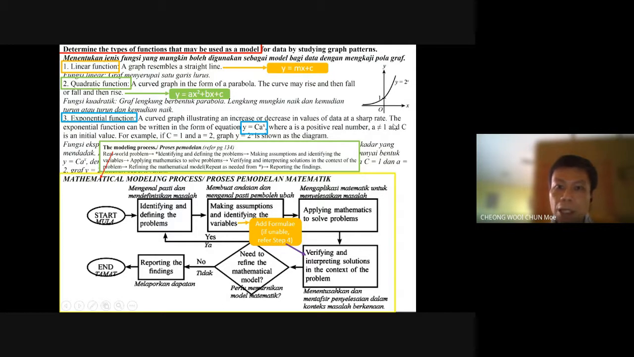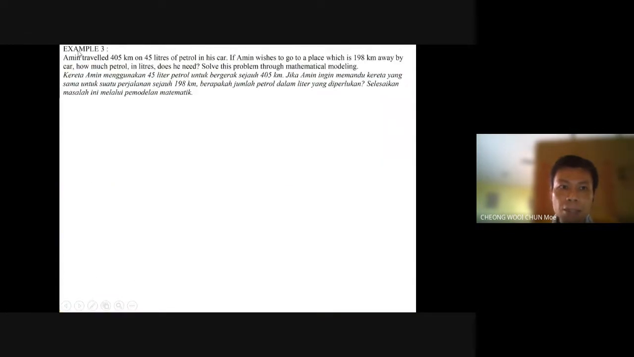So we can proceed. Next slide. Example 3. Amin travels 405 kilometers on 45 liters of petrol in his car. This one is just like example 1 and example 2 that you learned in the previous lesson. If Amin wishes to go to a place which is 198 kilometers away by car, how much petrol in liters does he need? Solve this problem using mathematical modeling.